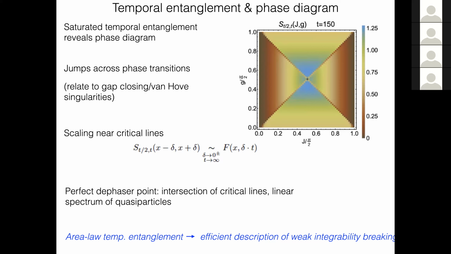What this tells us, in particular, is that the fact that this integrable system has area law temporal entanglement tells you that the influence matrix provides an efficient description of weak integrability breaking. So when we add, let's say, weak interaction or something like that, it is guaranteed that the matrix product state method would still be efficient.